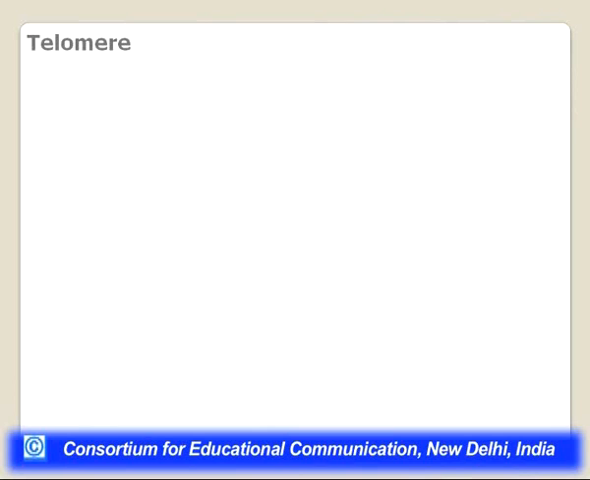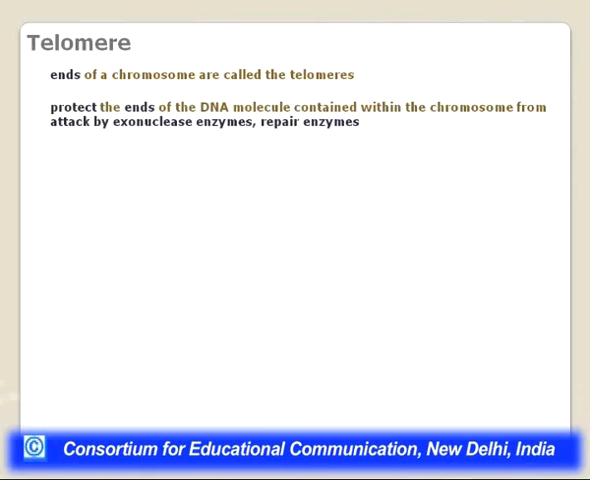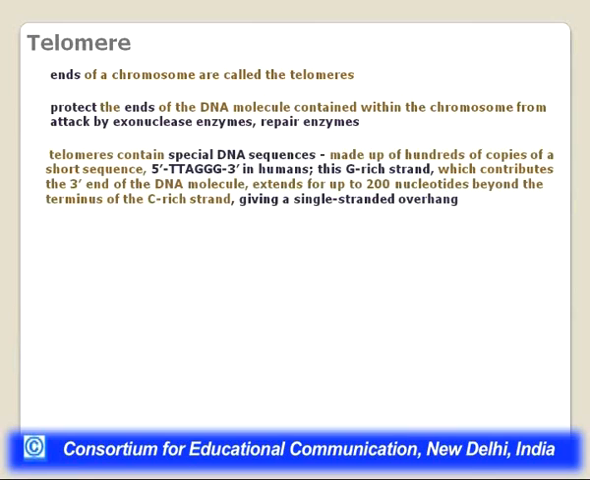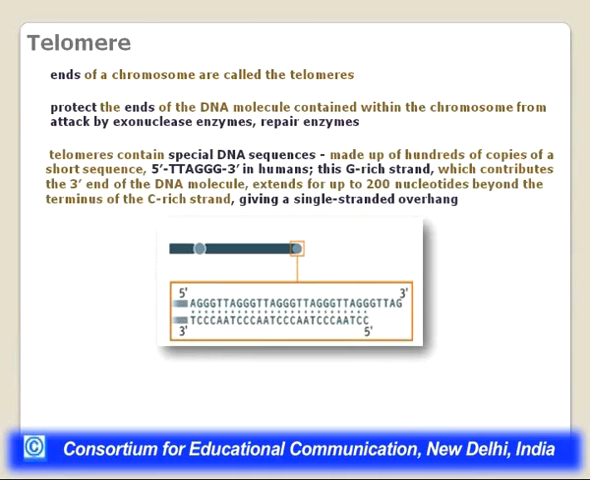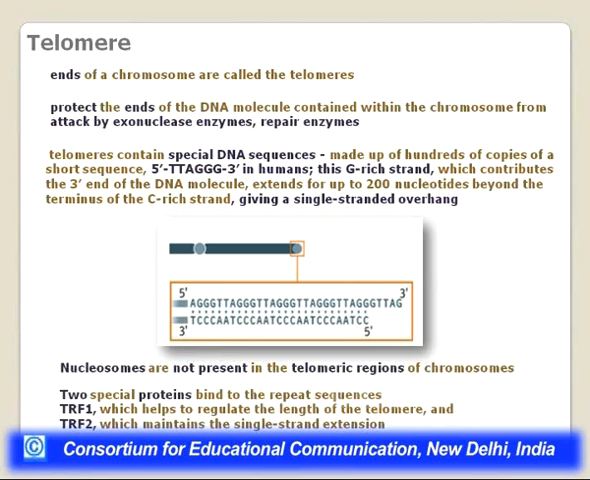The end of the metaphase chromosome is termed the telomere. The telomere protects the ends of the DNA molecule contained within the chromosome from attack by the exonuclease enzymes or the repair enzymes. They contain special repetitive sequences such as TTAGGG in humans, the GC-rich strand which contributes to the 3' end of the DNA molecule. Nucleosomes are not present in the telomeric region of chromosomes. So, it is naked DNA, free of nucleosomes, and two special proteins, TRF1 and TRF2, bind to the repeat sequences.